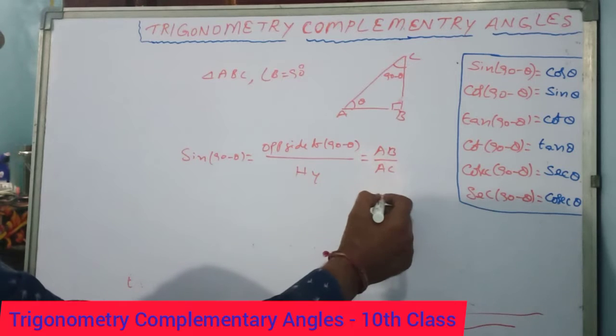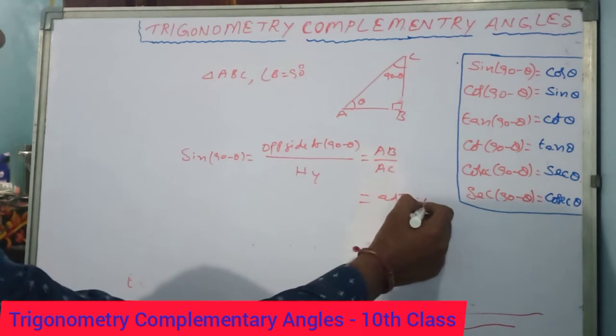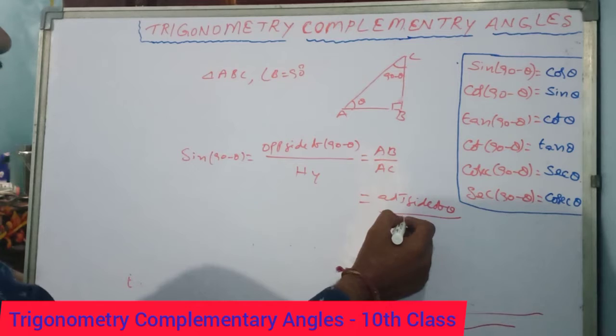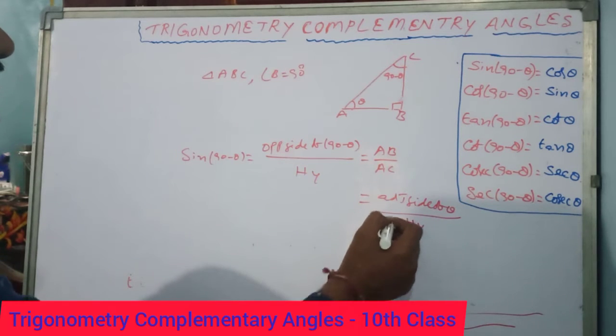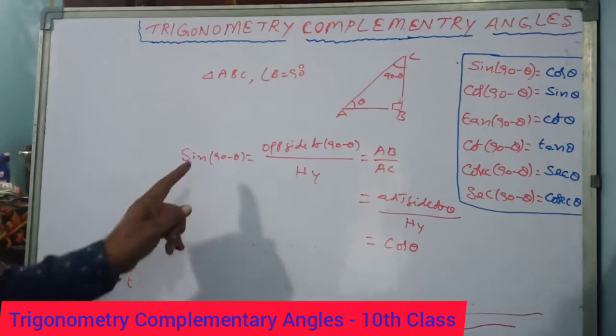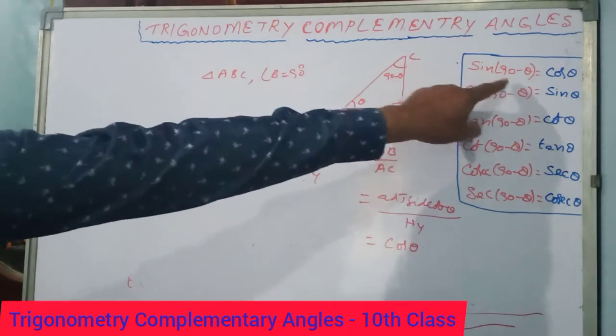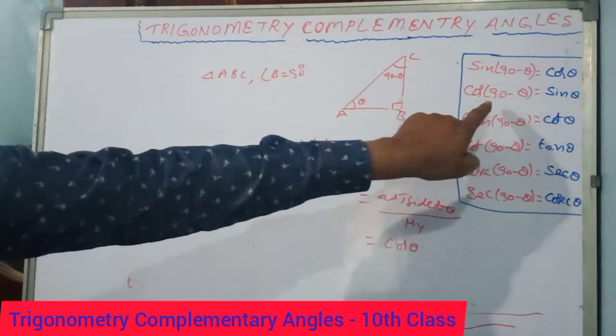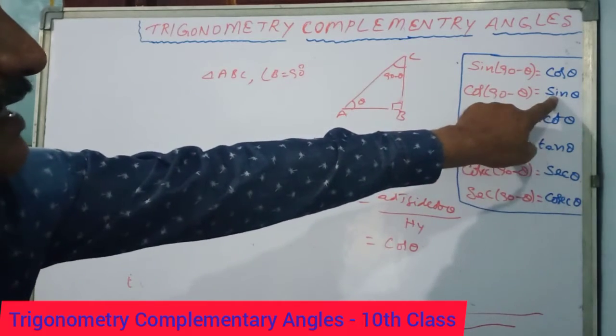AB is the adjacent side of theta. Adjacent side of theta by hypotenuse, what is that? Cos theta. So sine of 90 minus theta equal to cos theta. Cos of 90 minus theta equal to sin theta.